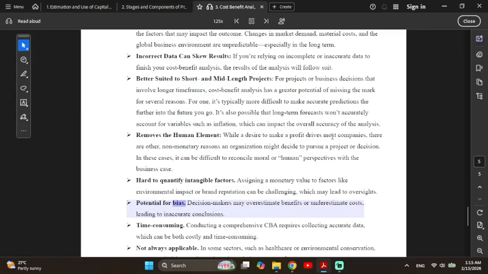Potential for bias. Decision makers may overestimate benefits or underestimate costs, leading to inaccurate conclusions. Time-consuming. Conducting a comprehensive CBA requires collecting accurate data, which can be both costly and time-consuming. Not always applicable. In some sectors, such as healthcare or environmental conservation, not every decision can be evaluated purely by monetary factors.